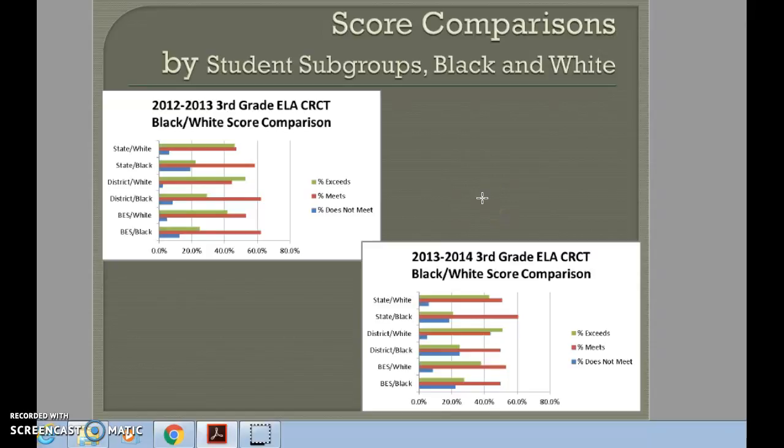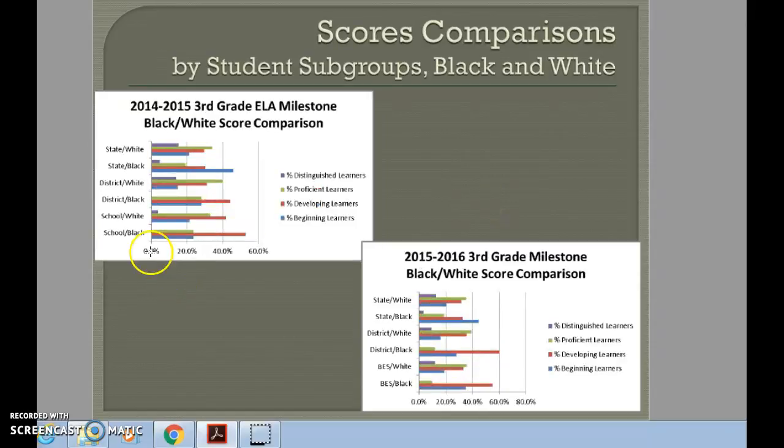And what we'll notice is, as we look at that data, we'll see that for our school, our black students and white students, the gap in between the beginning learners percentages were not as far apart, but we did notice that as far as distinguished learner scores go, there were none in the black population of students for our school for the 2014-2015 school year.